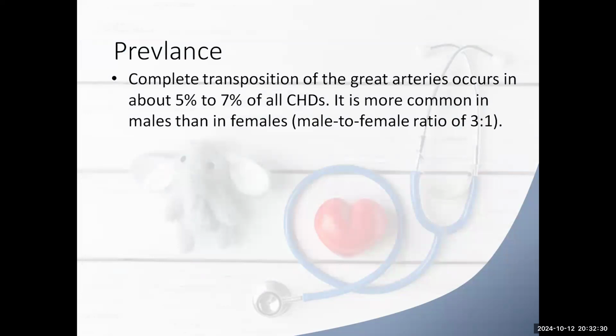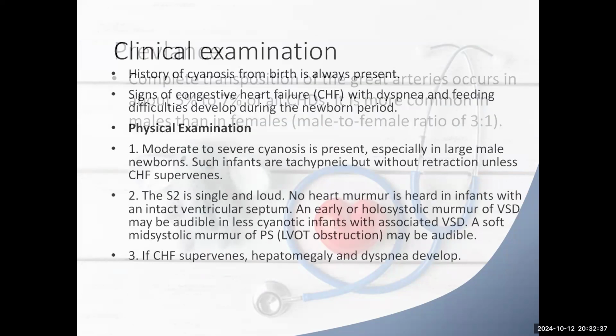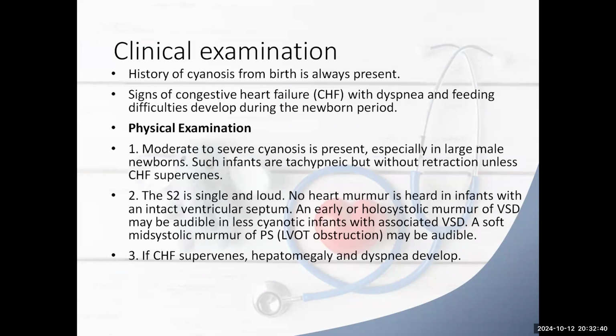Let's talk in detail. Prevalence: complete transposition of great arteries occurs in about 5 to 7% of all congenital heart disease, and it's more common in males than females. Typical clinical examination is a history of cyanosis since birth, and the patient is calm. It is the first type. If the patient has TGA with intact interventricular septum, he will have cyanosis with a calm patient without respiratory stress. If he has VSD, he will come with cyanosis and dyspnea and respiratory distress. If he has TGA with VSD and PS, he will come with severe cyanosis and maybe distress.